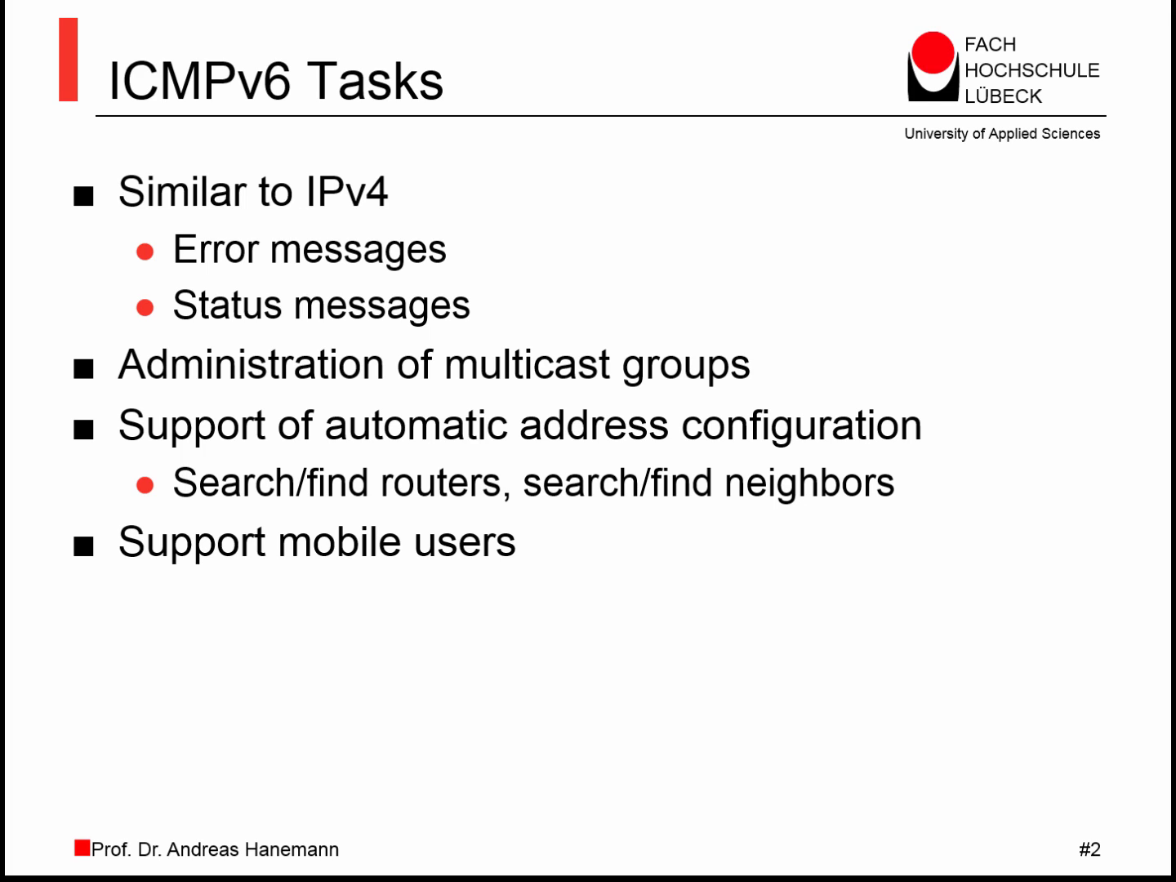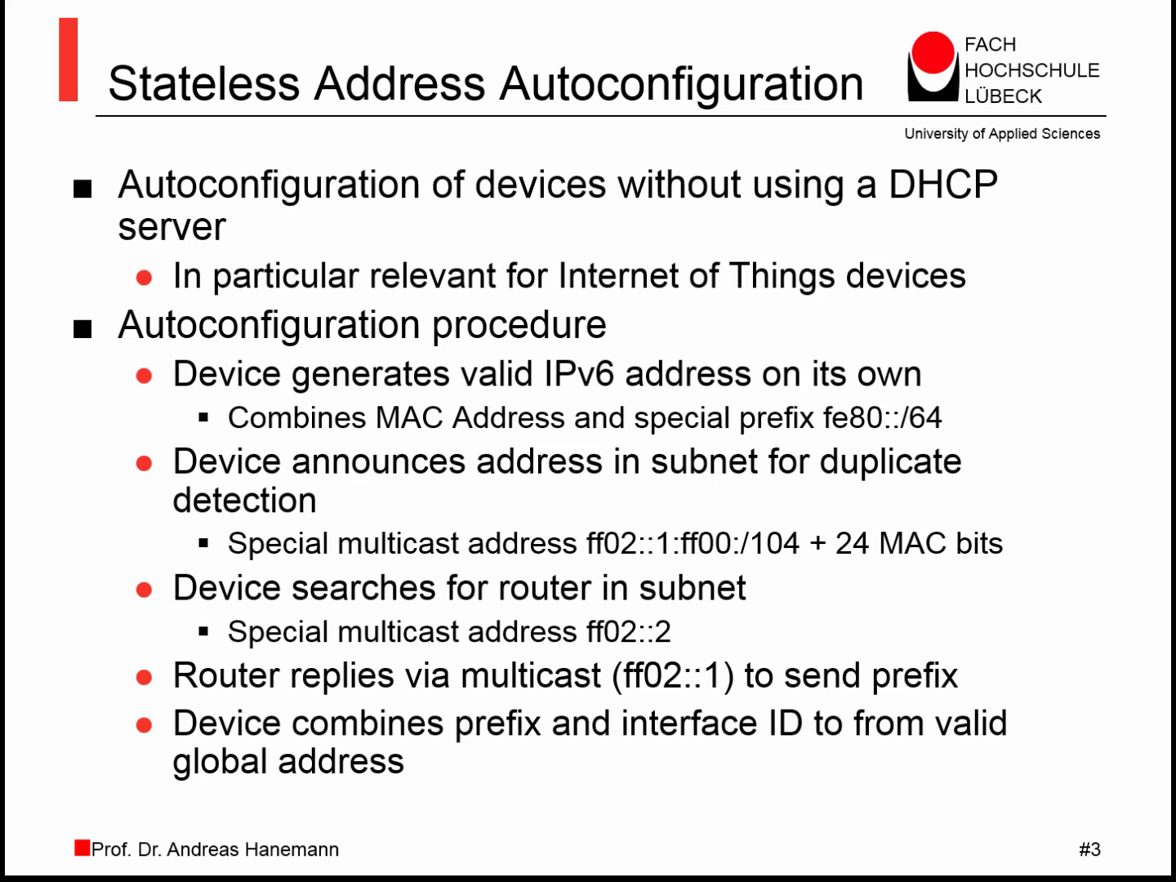Closely related to this point is the auto-configuration of IPv6 addresses, where special messages to search for routers or neighbors are defined. The technical terms are solicitation for requests and advertisement for responses. Support for mobile users is also realized via ICMP version 6. In the following slides, we investigate the address configuration concept.